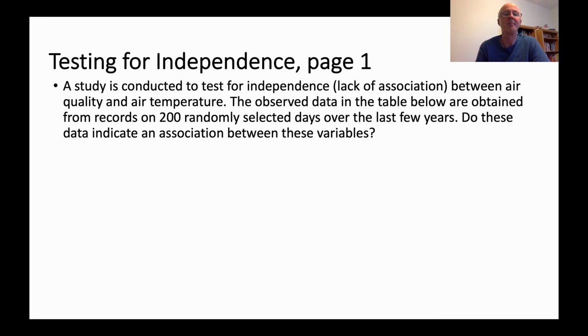All right, the other main topic for this lecture is testing for independence. So a study is conducted to test for independence, lack of association, which is another way to say that, between air quality and air temperature. Observed data in a table I'm about to show you are obtained from 200 randomly selected days over the last few years. Do these data indicate an association between the variables? The null hypothesis is going to be that they're independent, that there's no association. The alternative will be that there is association. So if we reject the null, then we are saying yes, there is an association between these variables.